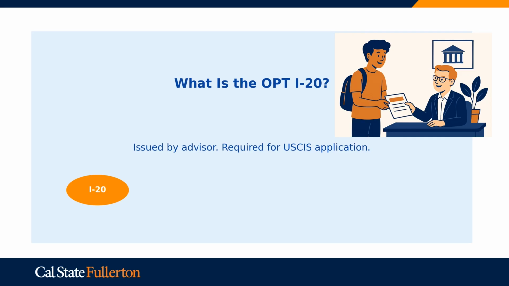Before you can apply for OPT, your International Student Advisor must issue you a new I-20 with OPT recommended on page 2. This document is known as your OPT I-20, and it's required for your USCIS application. You'll receive it by email after submitting the ISS office's I-20 request form.